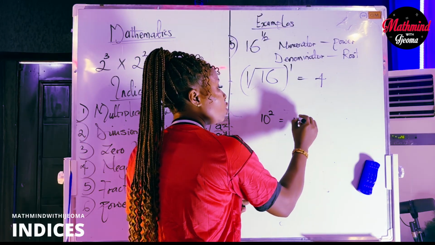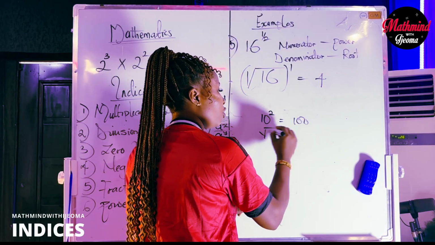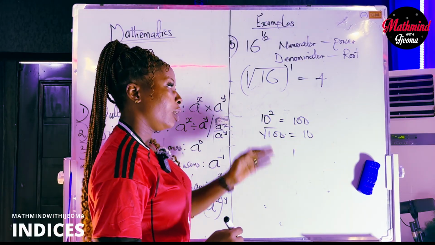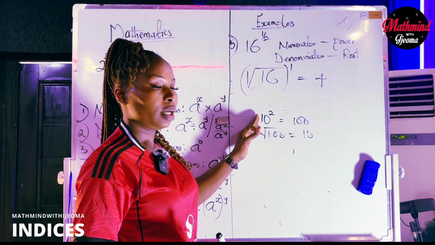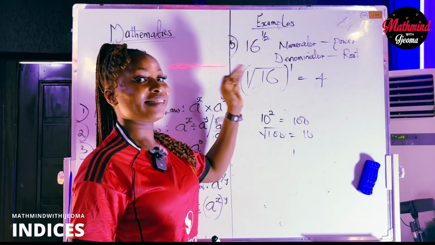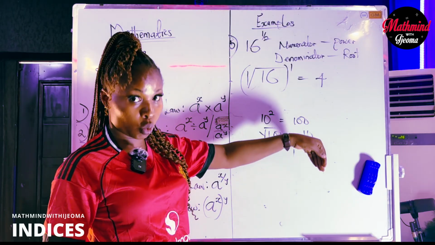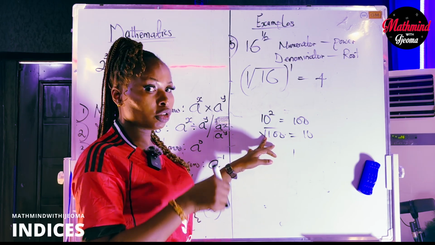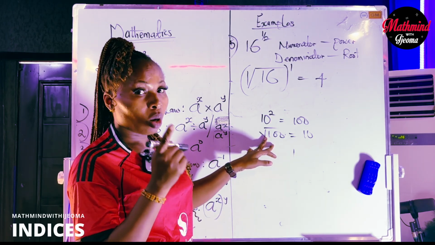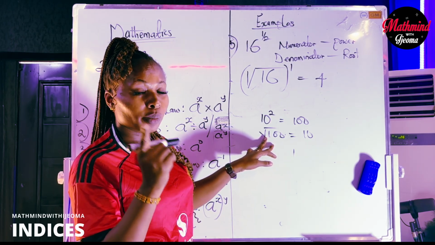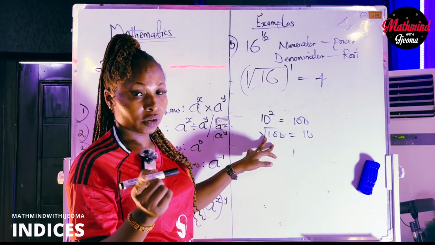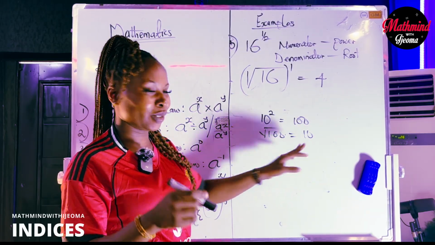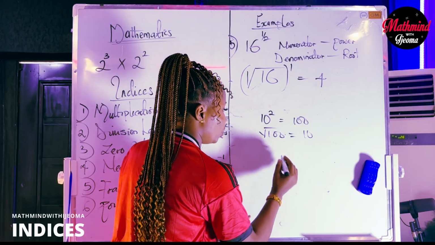10 squared is 100. The square root of 100 is 10. 10 squared, you multiply it by itself to give you the square, 100. Square root of 100: which number do you multiply by itself to give you 100? And it's 10. How is it gotten? Let's just break it down.